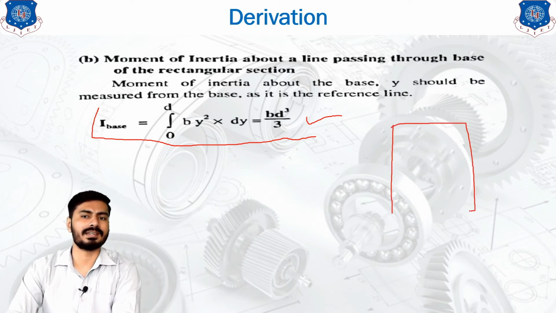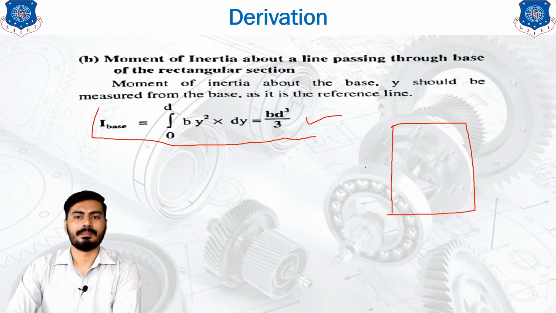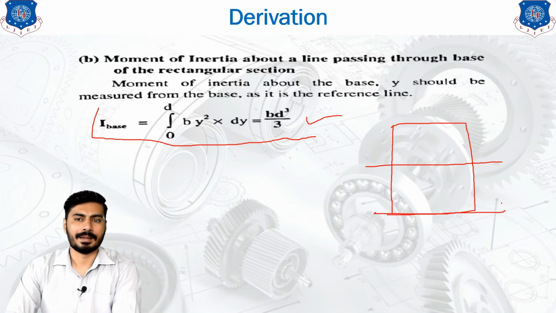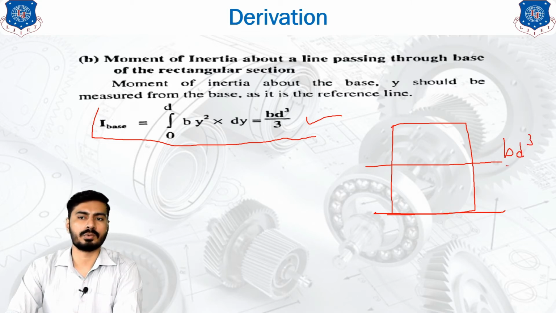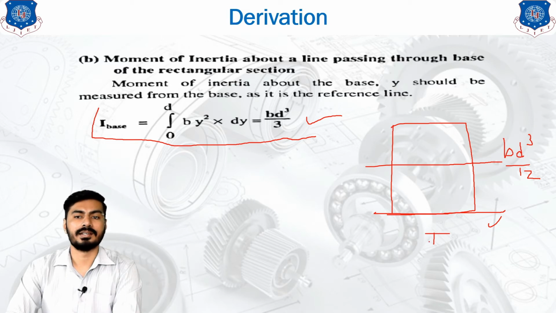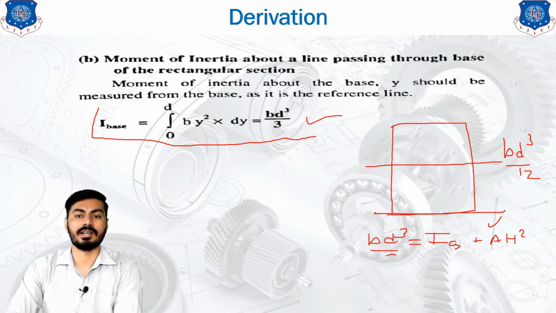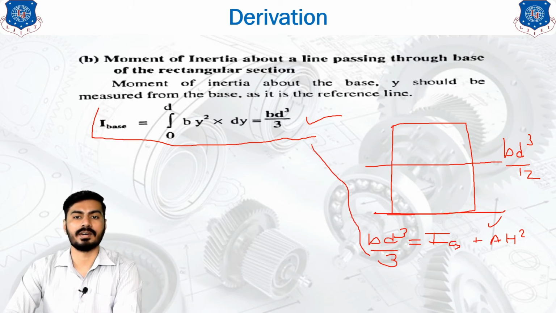If you don't remember that formula, you don't have to worry about that, because you can directly apply the parallel axis theorem between these two axes, because we know the formula about this axis, and that is nothing but the bd cube by 12. And if you want to find out the moment of inertia about this axis, then you will get the answer using the parallel axis theorem, that is Ig plus Ah square. Okay, so if you apply this formula, then you will get the answer as bd cube by 3, and that is our intention, which is given directly over here.